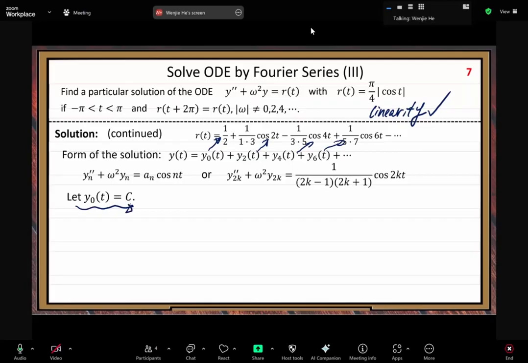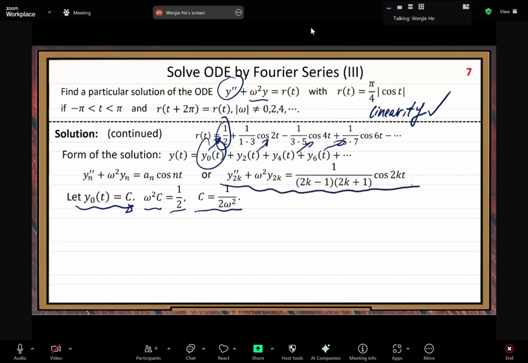Let's plug the constant y0 into the original equation. Because the double derivative of a constant is 0, we only have omega squared times y0, which is capital C, equals 1/2, the first term of the R function. So we can find that capital C equals 1/2 omega squared. So that's for the first y component. Then, second, the remaining y components.